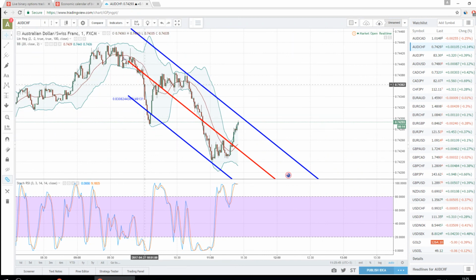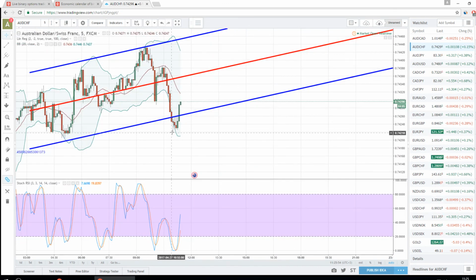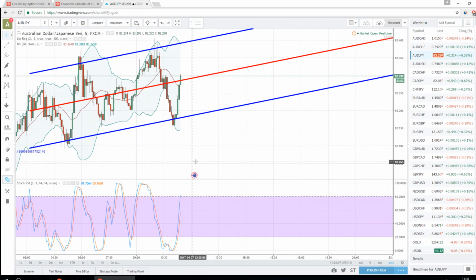Australian Swiss franc, that was an interesting situation. We traded on that, but I'm not sure that there is a point to enter for the next trade, but probably for maximum 1 minute. But I'm not certain, so I won't enter.